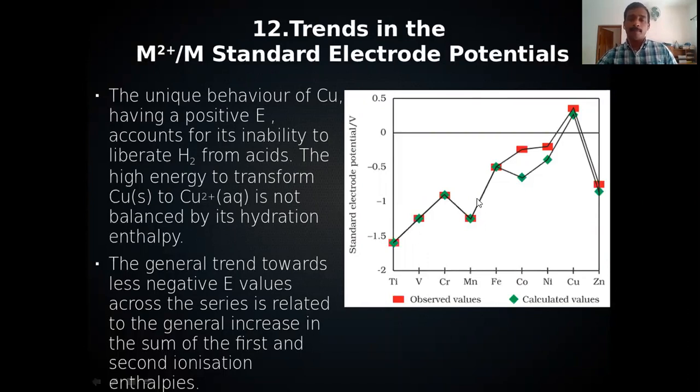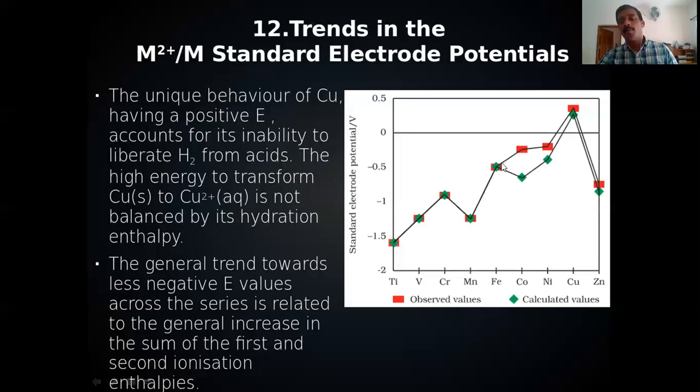You can see a graph here. The negative value is decreasing and it is becoming 0, after that a positive value. That means as we move along the x-axis, the standard electrode potential increases. In the first transition series, titanium, vanadium, chromium, manganese, from titanium to chromium there is a gradual increase in the electrode potential value. But in the case of manganese, it is reduced. Again, for iron, it is increased.